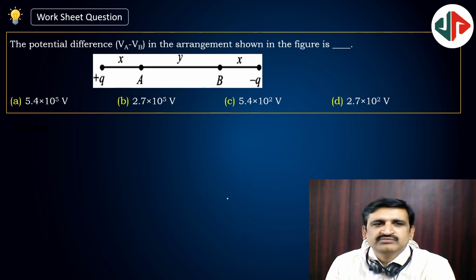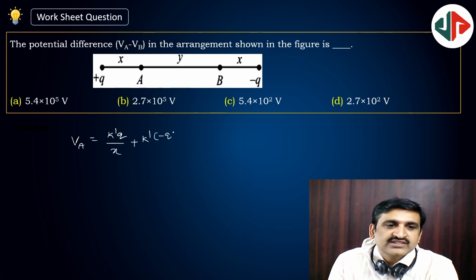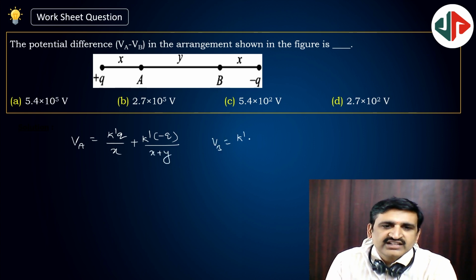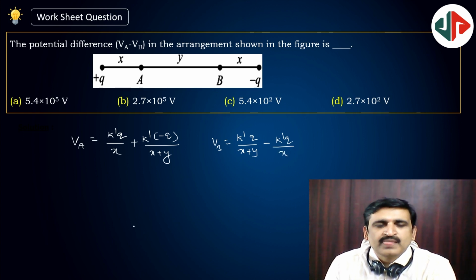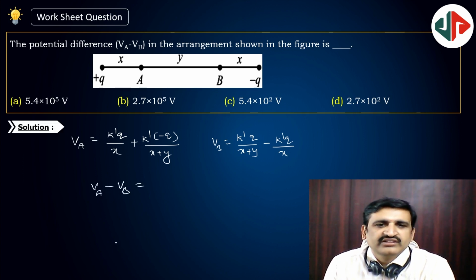Q is there, minus Q is there. Potential VA is equal to K dash Q by X plus K dash minus Q by X plus Y. And VB is K dash Q by X plus Y minus K dash Q by X. So the distances are different. Now you can go for VA minus VB. Just subtract, then you will get it.